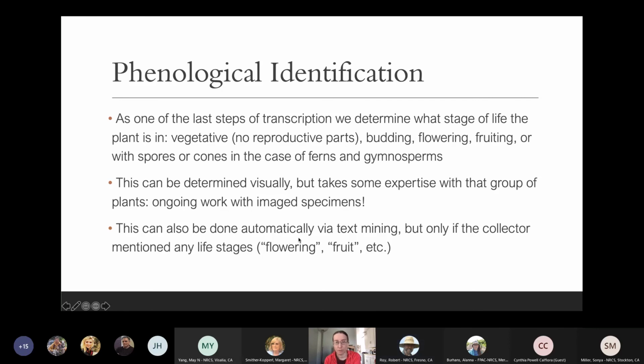Thanks. This can be done automatically via text mining, and that is actually something we've done already, where we search through the label data for mentions of life stages like flowering or fruiting.